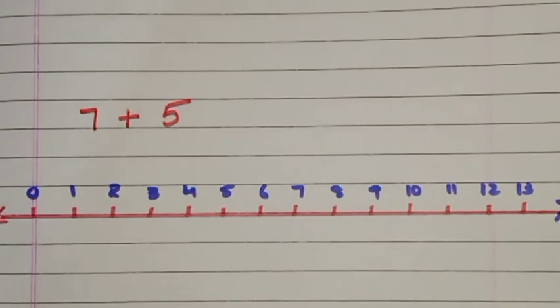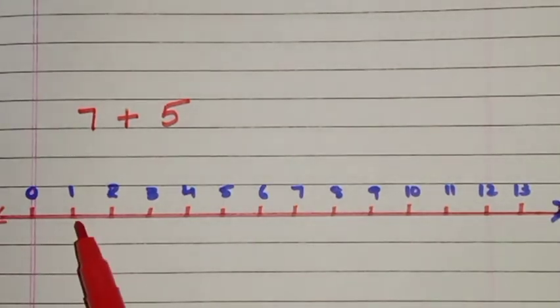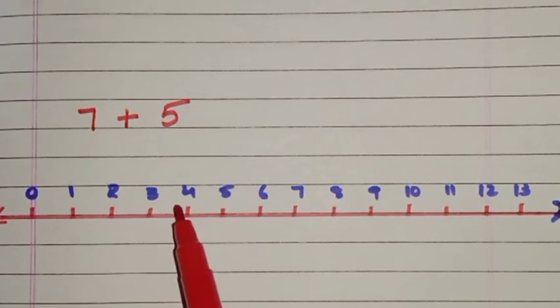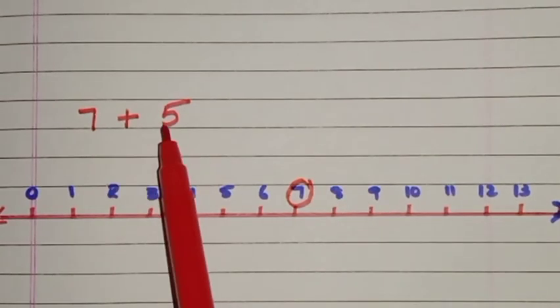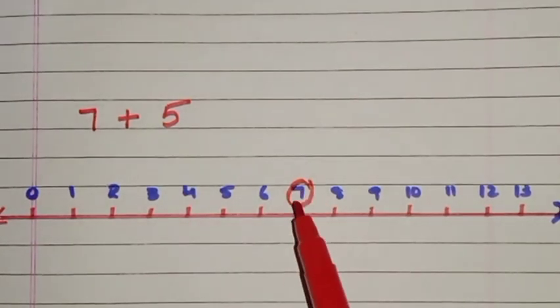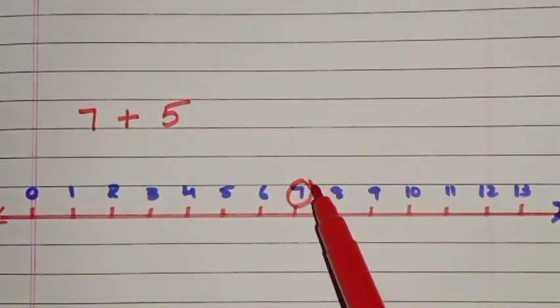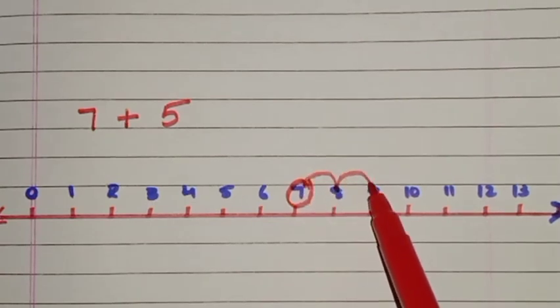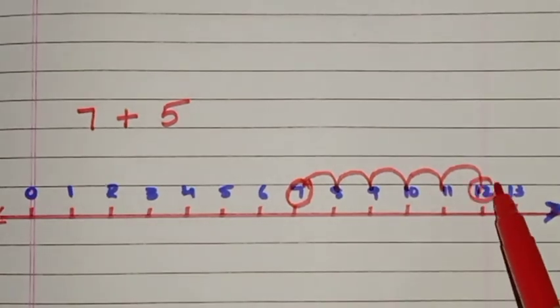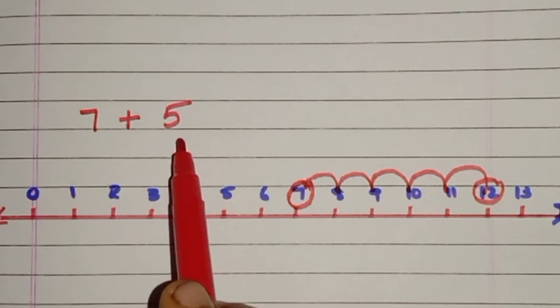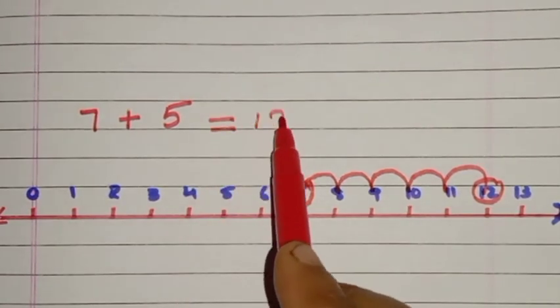One more question. 7 plus 5. So you see 7 in the number line. Where is 7? Here. 0, 1, 2, 3, 4, 5, 6, 7. Here. Then next number is 5. 7 plus 5. So you jump 5 steps forward. So here we can jump 1, 2, 3, 4, 5. So we reach 12. So 7 plus 5 equal to what is the answer? 12. Okay.